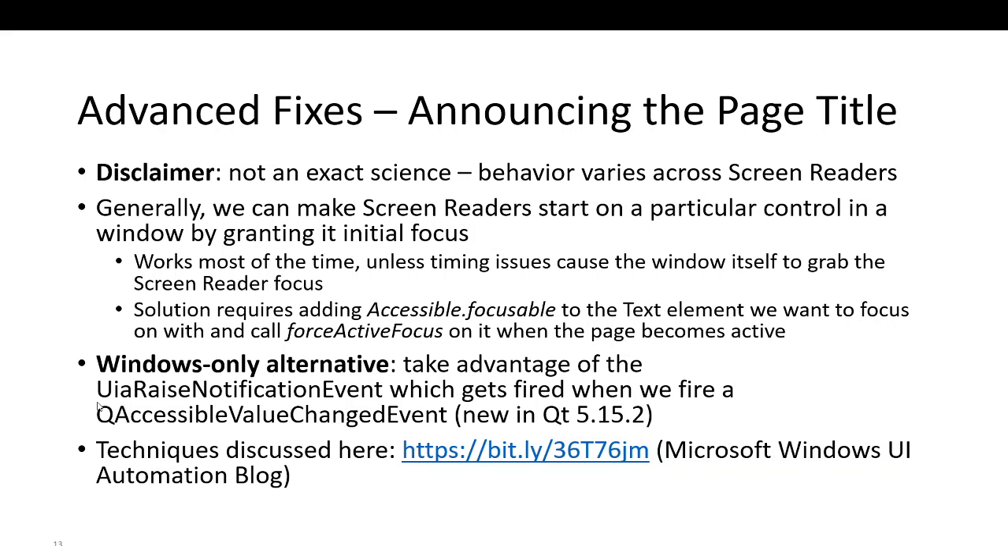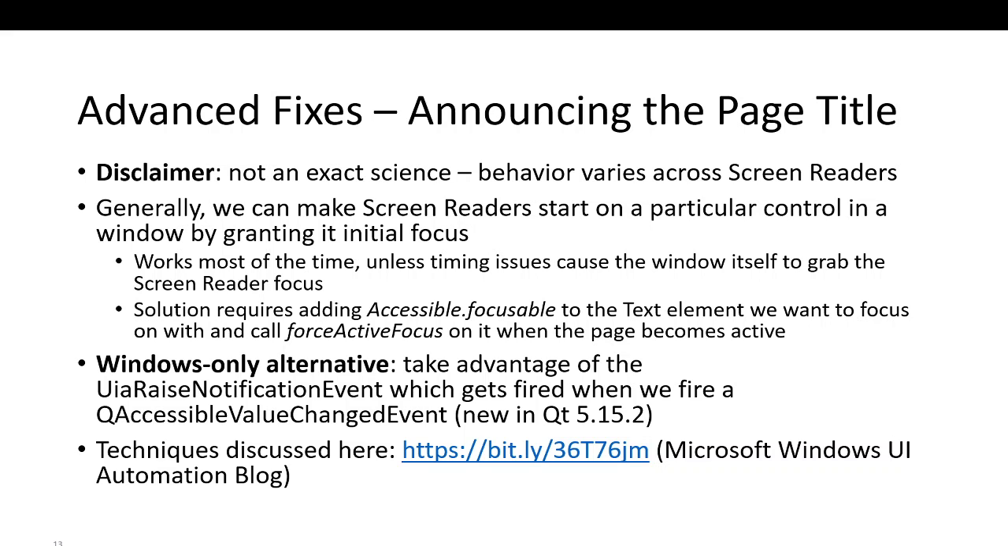An alternative on Windows only is to take advantage of the introduction in Qt 5.15.2 of the UIA raise notification event implementation. It's the Windows UI Automation API event that apps can fire to get Narrator, or any screen reader on Windows for that matter, to just announce a text. The only precondition there is it has to be tied to an accessible element in the window, but other than that it can simply announce any text.